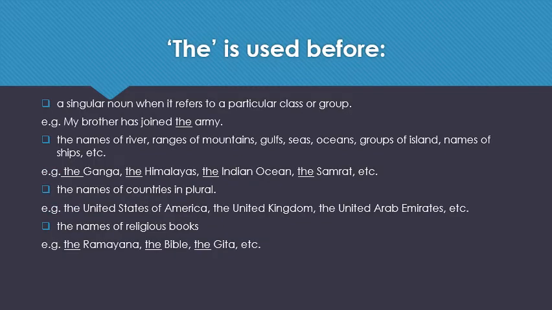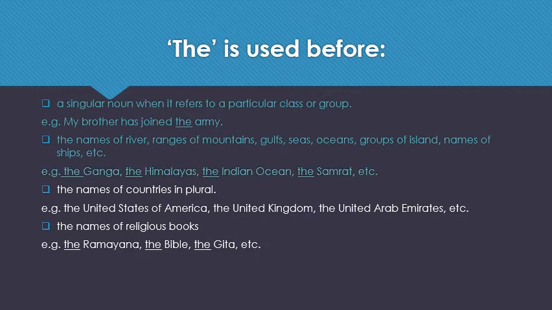The is used before a singular noun when it refers to a particular class or group. When you have given a name to a group or to a class of people or to a class of things, like my brother has joined the army. The names of rivers, ranges of mountains, gulfs, seas, oceans, groups of islands, names of ships, etc. The Ganga, the Himalayas, the Indian Ocean, the Samrat.